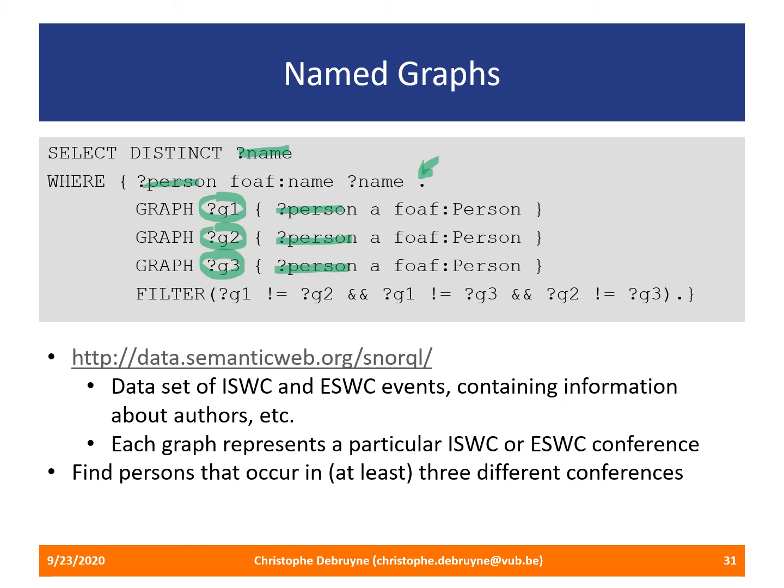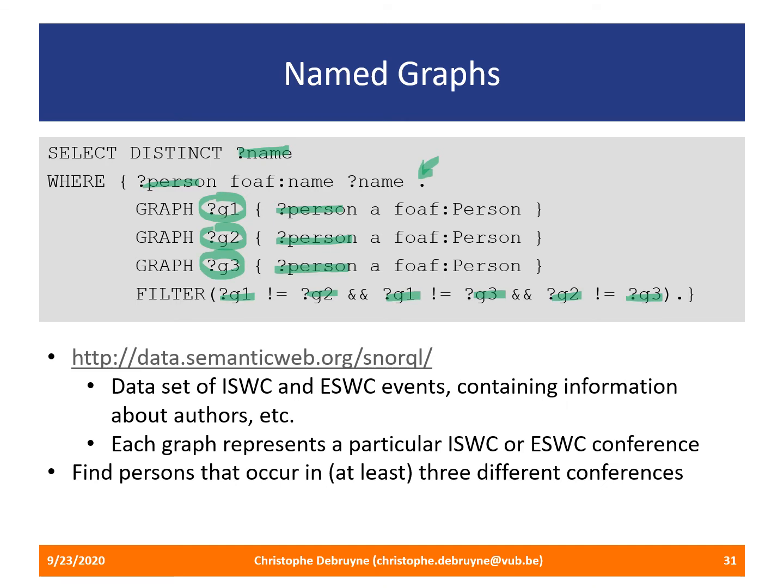So we filter out all the solutions that share the same URI or the same value for these 3 variables. So we filter those that have a different value for G1 and G2, a different value for G1 and G3, and a different value for G2 and G3. And that's how we obtain people who appear in at least 3 different conferences. And if they appear in 4 or 5, well, that doesn't really matter.